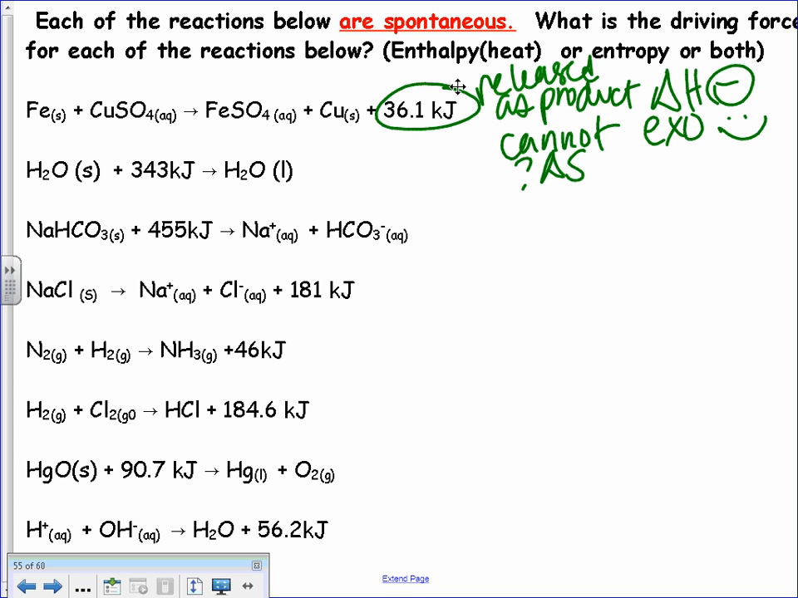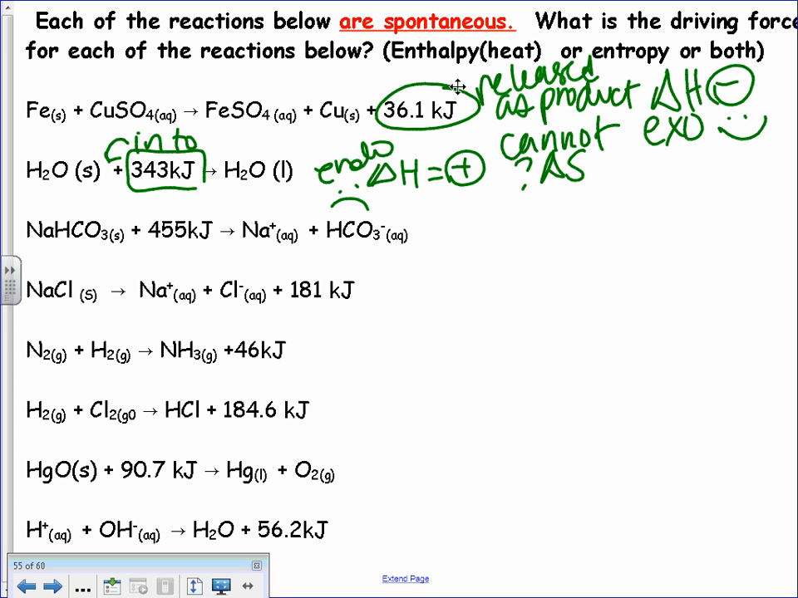Okay, looking at the next one. If you told me the energy on the product side was exothermic, what do you think the energy on the reactant side is? Endothermic. The energy is going into the reaction on the reactant side. So that's a delta H of what? Positive or negative? Positive. That's endothermic. Is that good or bad? Bad.